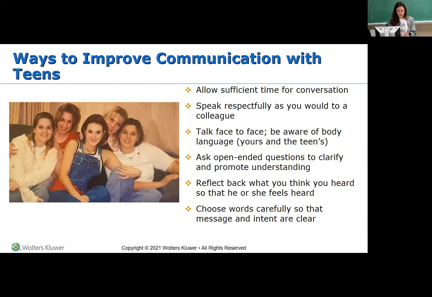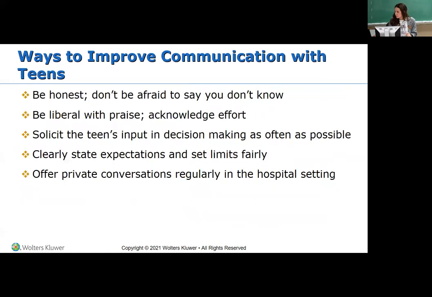So we want to make sure that we choose our words carefully whenever we're speaking. Of course, their vocabulary knowledge is ever increasing at this point, so they should be able to understand complex terms. But whatever message we're trying to tell them, we want to make sure that it's clear and intentful and it's consistent.